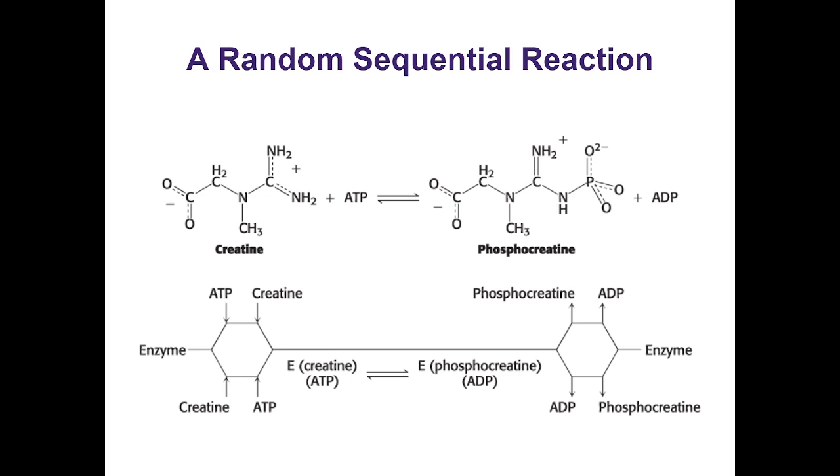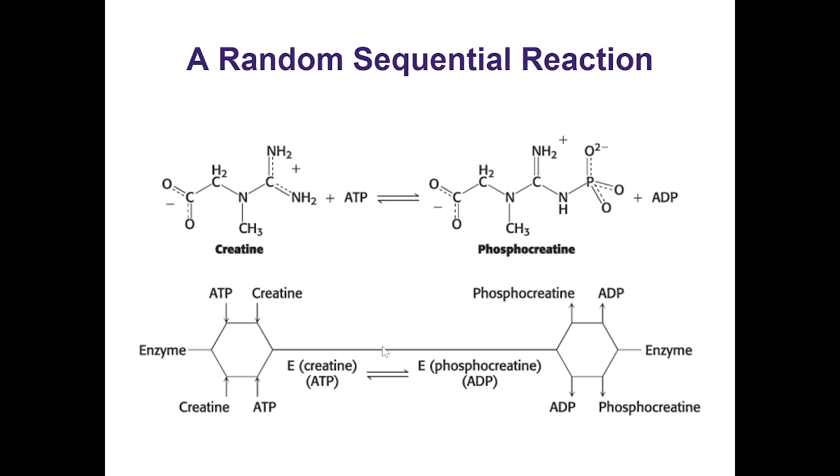Okay, so this is a random sequential reaction. Random sequential reactions look confusing when you look at the diagrams, because they have to account for the fact that they're random, right? That it can happen in any order. And so what we get here is the enzyme can take on either the ATP or creatine first. Doesn't matter, okay? Some of them take on ATP, some of them take on creatine. Doesn't matter. Once it takes on ATP, it then will take on the creatine at some point.